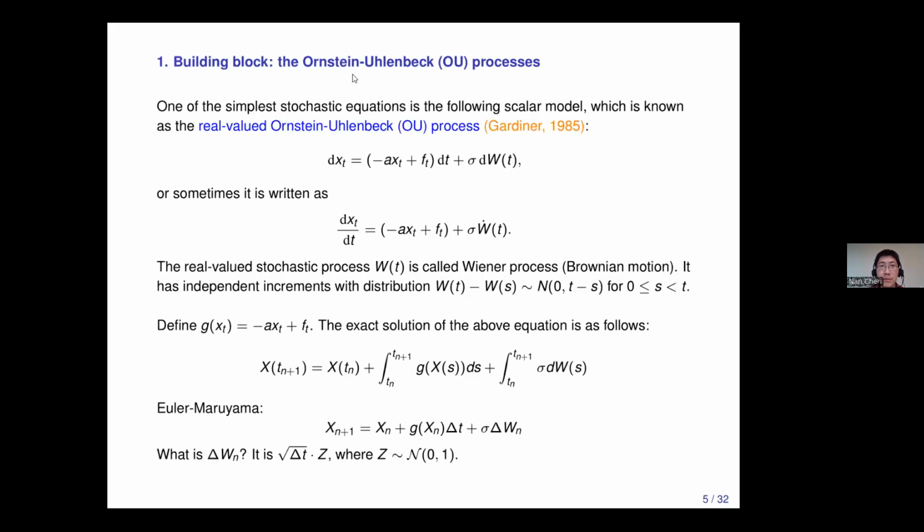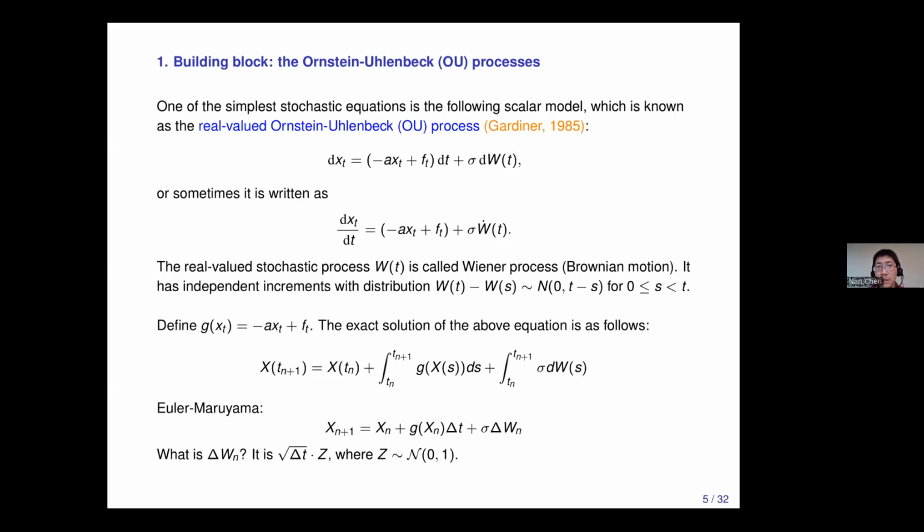So what is this Ornstein-Uhlenbeck process, or OU process? It is one of the simplest possible stochastic equations, and it is just one scalar equation. Here x_t is a state variable, a is a constant, and f is a forcing which can depend on time. It can also be a constant. So without this last term, this is just a simple ODE. It's a damped forced system, right? But now we have this additional stochastic term. Sigma is a constant. This dW dot is a white noise.